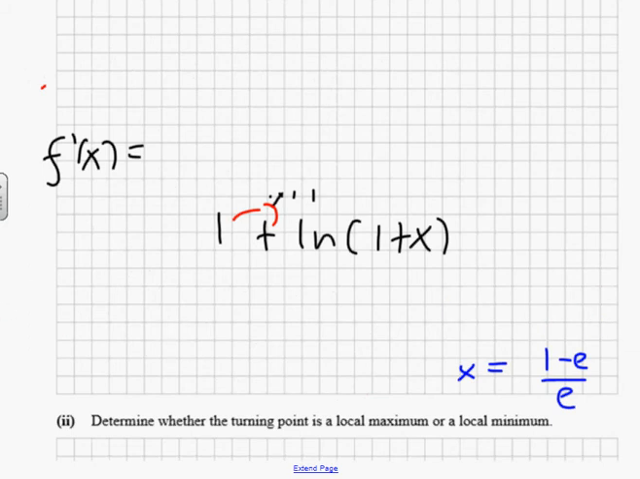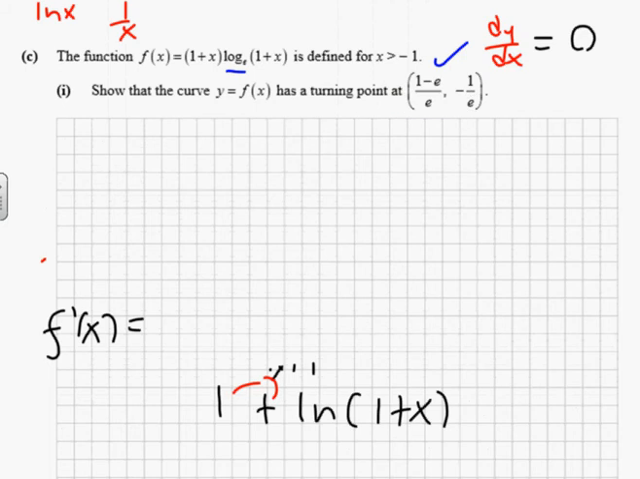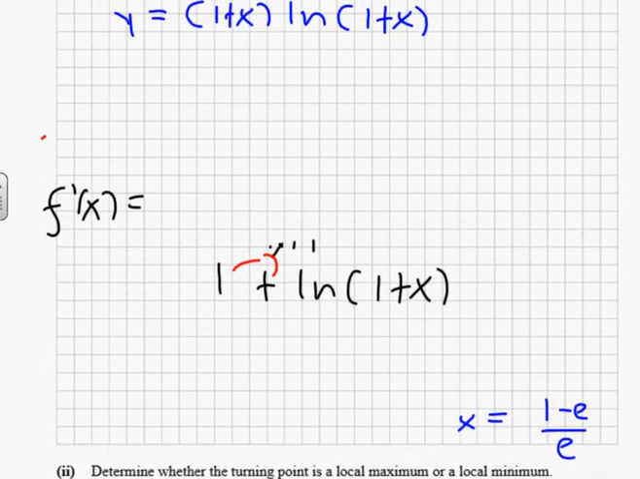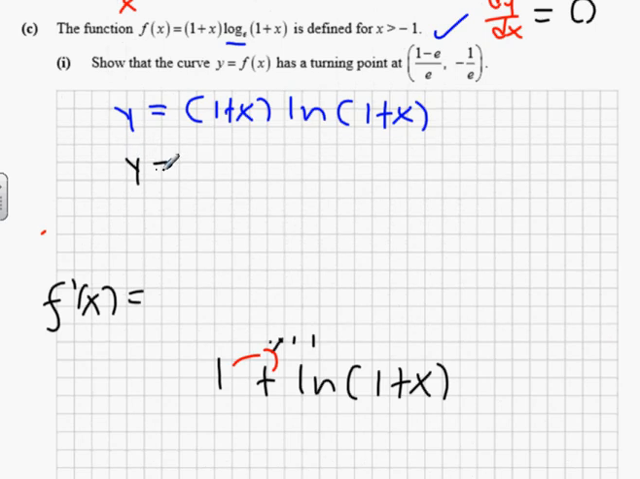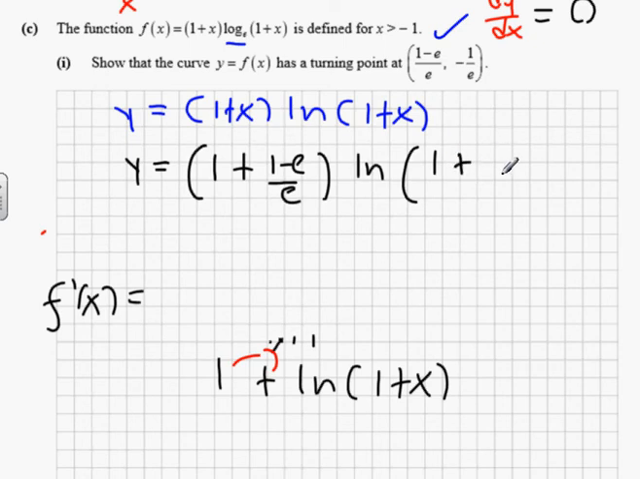So what we're going to do next is put the x value into the function to find the y value. So the y value equals 1 plus x ln 1 plus x. And what we know is that the x value is 1 minus e over e. So y equals 1 plus 1 minus e over e, bracket, ln 1 plus 1 minus e over e.